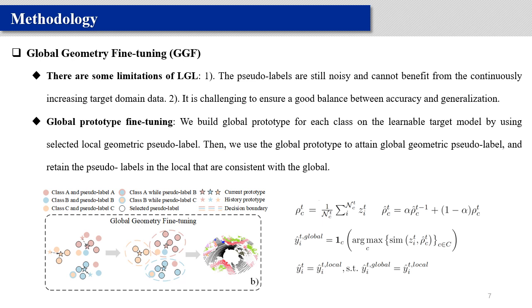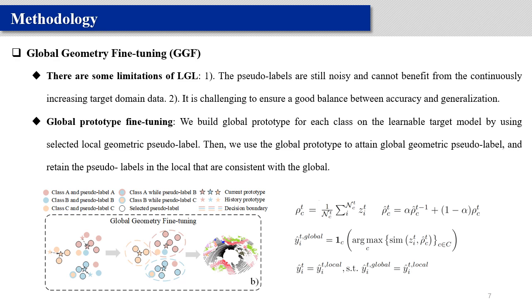Based on selected local geometric pseudolabels, we further introduce a global geometry fine-tuning module, in which we build prototypes for each class object on the target model and employ them as a new classifier to obtain global geometric pseudolabels. By incorporating local and global geometric pseudolabels, we could obtain robust and generalized local-global geometric pseudolabels.